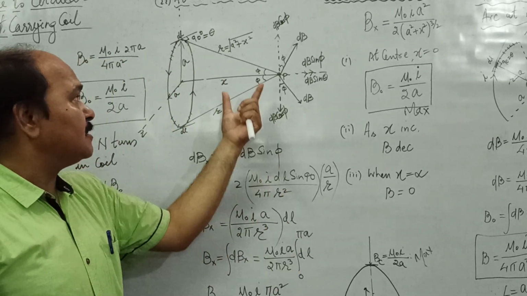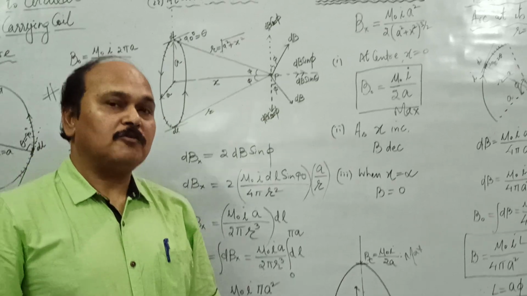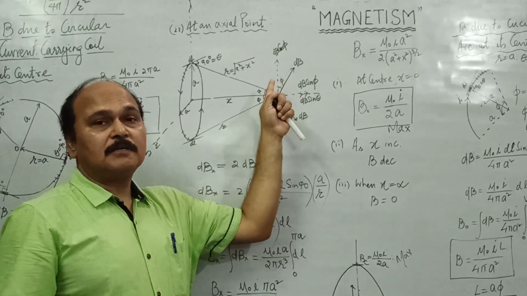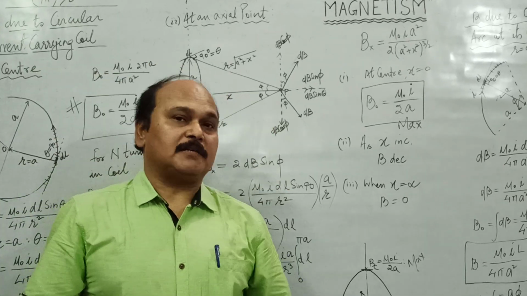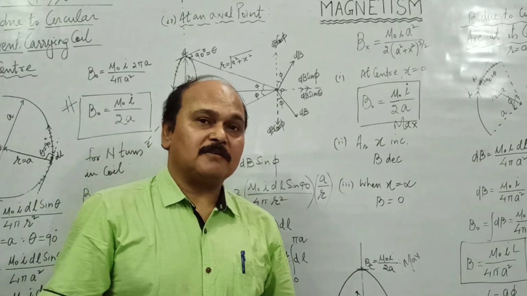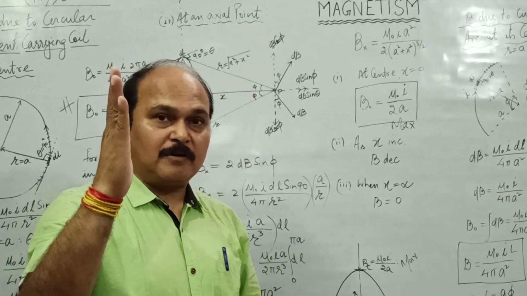Can we integrate this dB and find out the net magnetic field at this point? No. Why? Because dB vectors because of every current carrying element are in different directions. So what is the direction of dB vector? For that we'll apply Fleming's right hand palm rule.